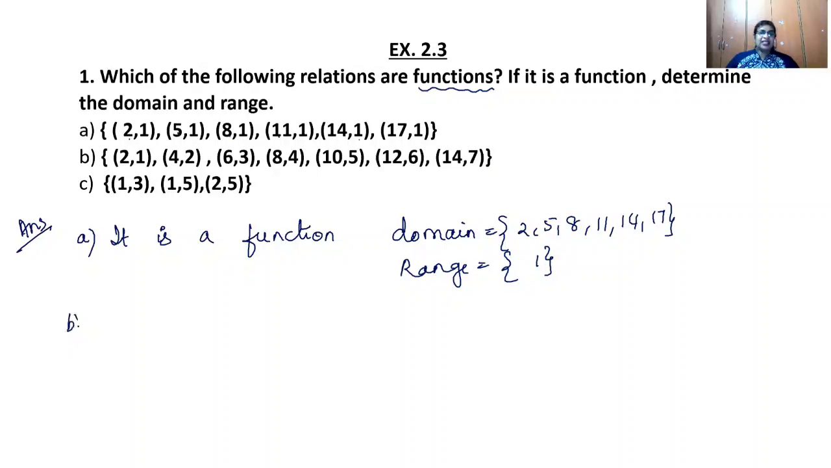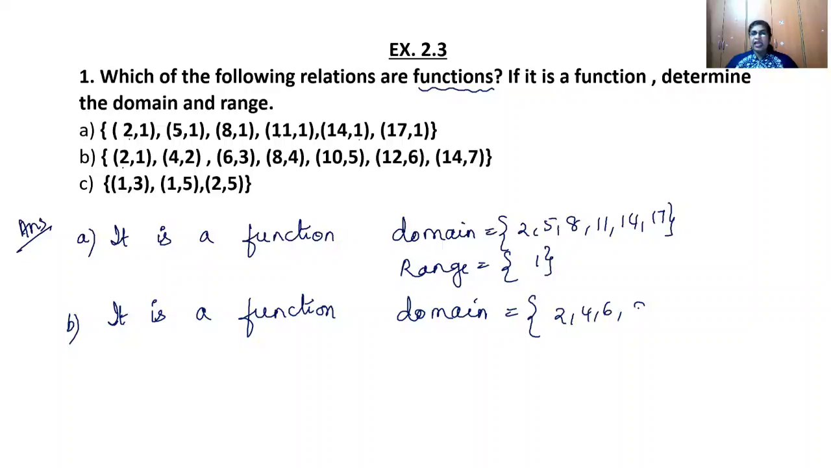Coming to the second one, B. Just check whether the second one is a function or not. Check whether the elements are repeated. 2, 4, 6, 8, 10, 12, 14. No, so it is a function. What is the domain then? Domain is the set of all first elements: 2, 4, 6, 8, 10, 12 and 14. What is the range of this? Range is the set of all second elements: 1, 2, 3, 4, 5, 6 and 7.